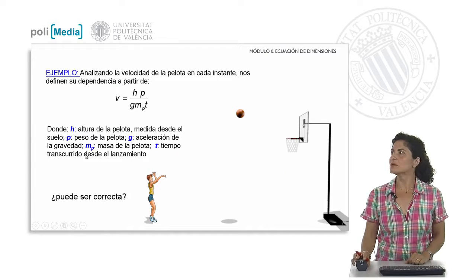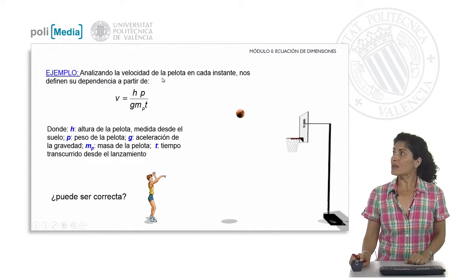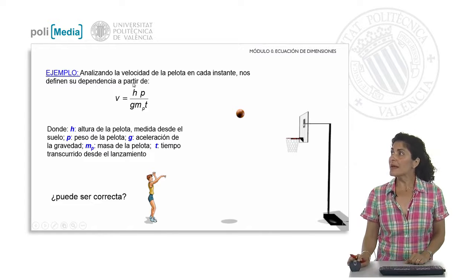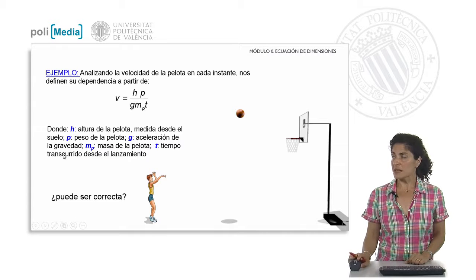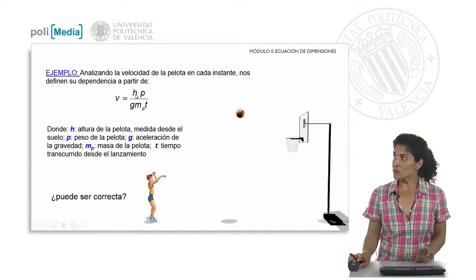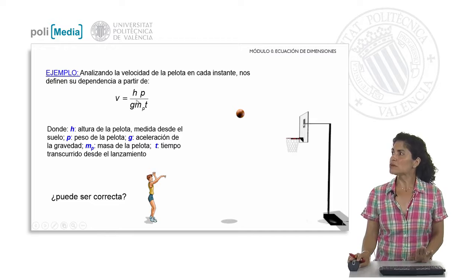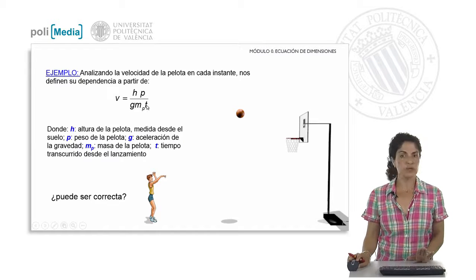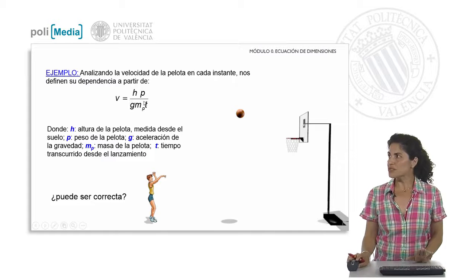Let's analyze this example. Here we have J shooting a triple to his basket in a basketball game. I am asked, analyzing the velocity of the ball at each instant, we have been told that the dependence of that velocity is, according to this expression, V equals, and in the numerator I have H, P, and in the denominator, G, M subscript P, and T. And here I have defined all the variables of this dependence. That is, the height of the ball above the ground, the weight of the ball, the acceleration of gravity, the mass of the ball, and the time elapsed since the throw.